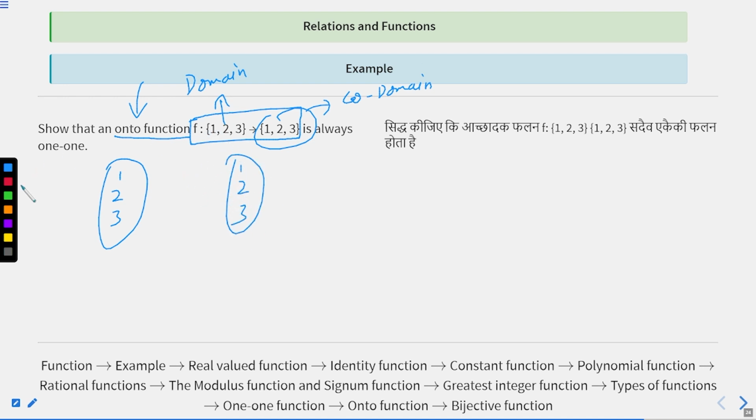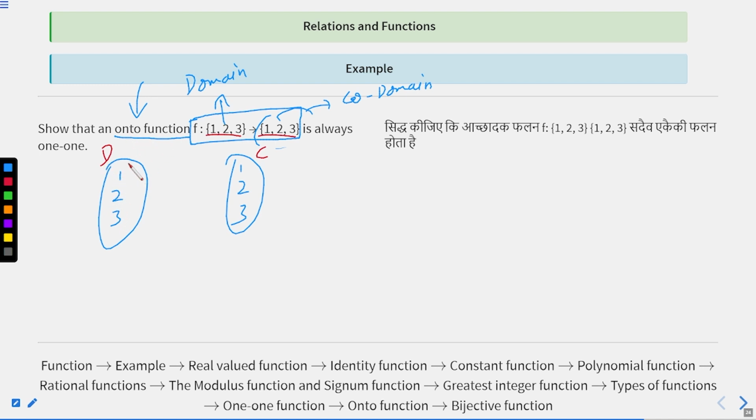First of all, it is a function, so I need to satisfy all the function conditions. So first of all, let us just read the question. An onto function from this set to this is always 1-1. So we need to show that it is 1-1. Okay, we will show it pictorially. So this is my domain and this is my codomain set. Elements are listed respectively.